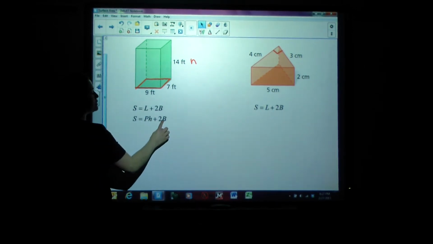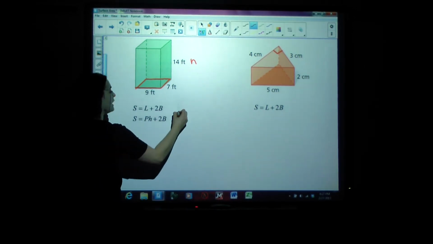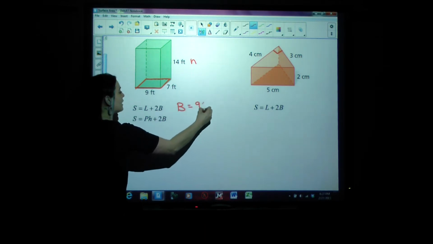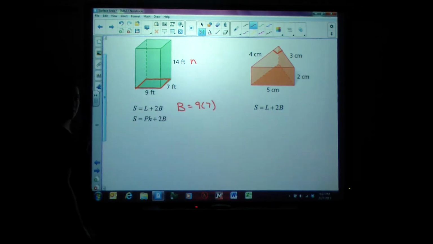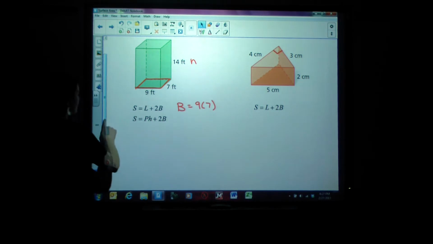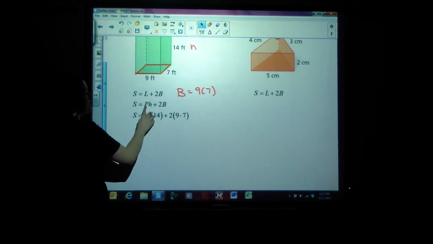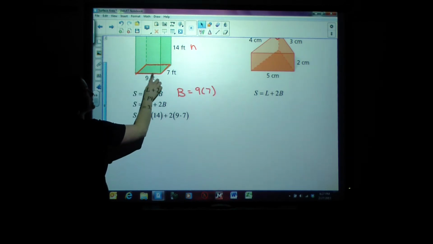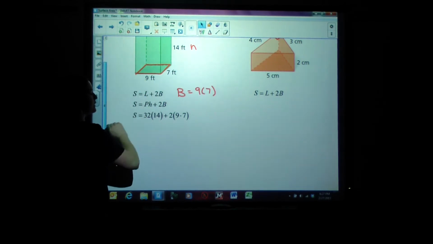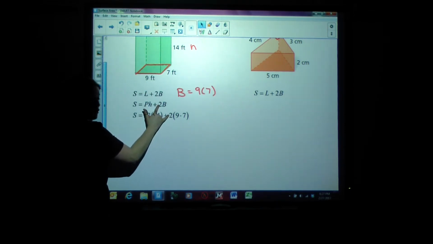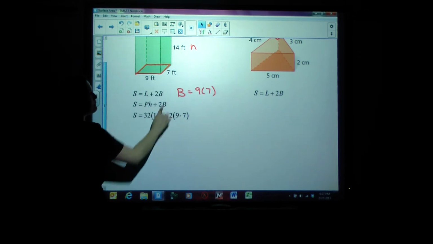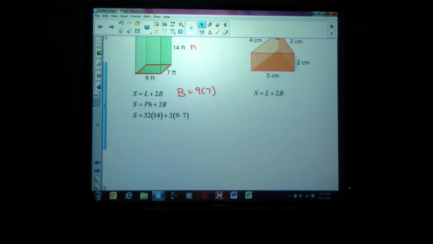Okay, and then we're going to take 2 times the base. Capital B is actually going to be the area of the base. Okay, so let's look at what we've got here. It says surface area is going to equal the perimeter, which is 32. That's 9 plus 7 plus 9 plus 7, times 14, which is the height, plus 2, which is in the formula, and then capital B. Capital B is the area of the base, and that base was a 9 by 7 rectangle.